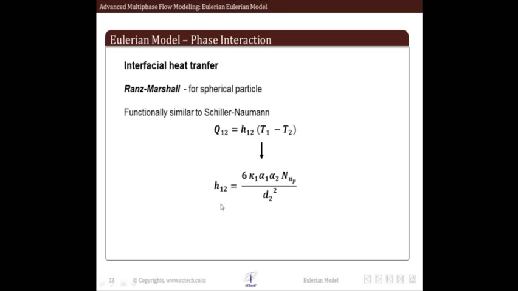Now the Ranz-Marshall model uses this configuration for the heat transfer coefficient. This is the Nusselt number, and this Nusselt number is calculated based on the Reynolds number and Prandtl number. So this is how the calculations are done. This is the diameter of the dispersed phase, that is phase 2, and Fluent uses this configuration to calculate the Nusselt number. From that, it calculates the heat transfer coefficient H12, and that is used within the Ranz-Marshall model.